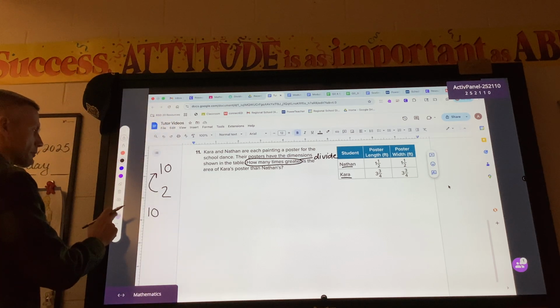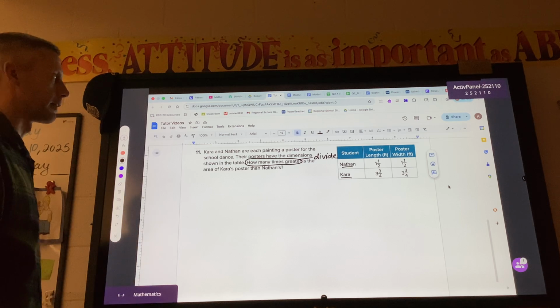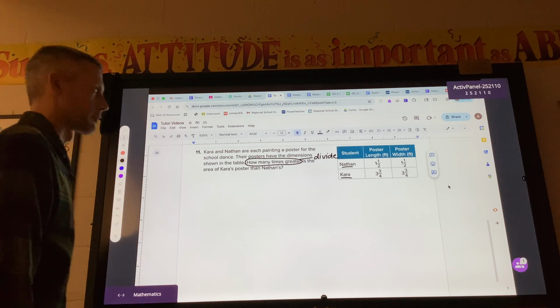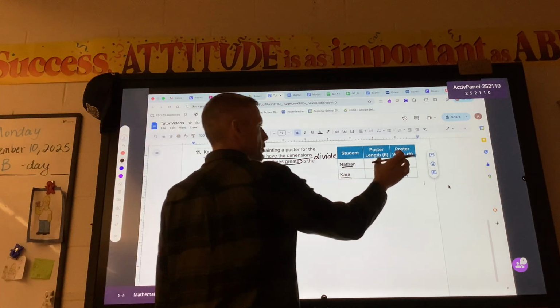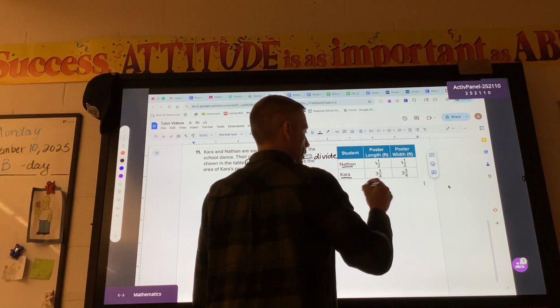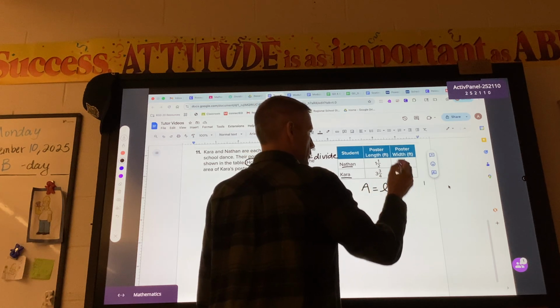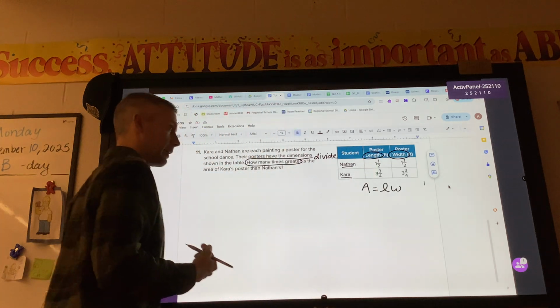So that's kind of just what I was thinking in my head before I even got to that. I'm just thinking that we're going to have to do some division at the end. But the first thing we need to do is find out how large these posters are. So what is the area? If you guys remember, area is length times width. So we're going to do the poster length times the width for both Nathan and Kara.